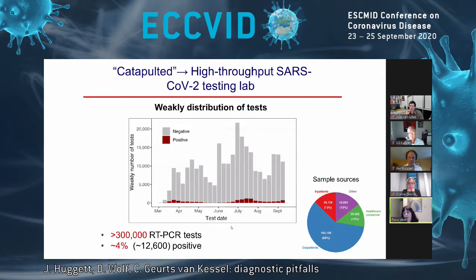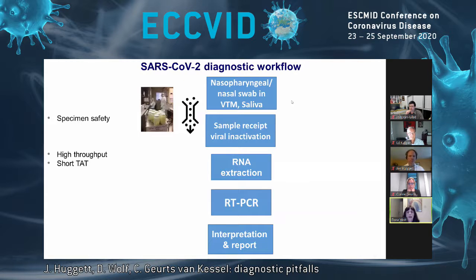And our tests come from diverse sources. Our samples come from symptomatic outpatients, hospitalized patients, and importantly also from screened healthcare personnel, nursing homes, and essential industry workers. And looking at the SARS-CoV-2 diagnostic workflow, already well described by Jim, this process is pretty familiar to us from the diagnosis of other pathogens, but there were some peculiar features and challenges here.